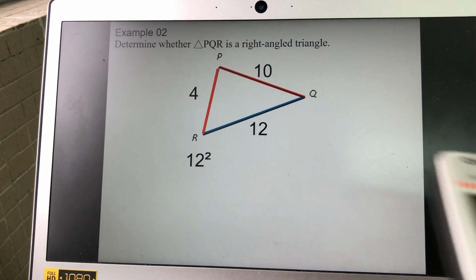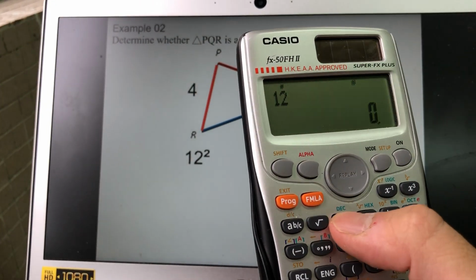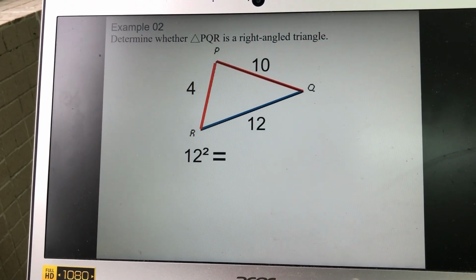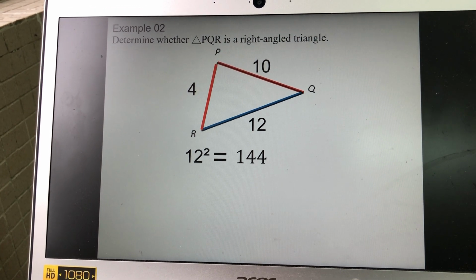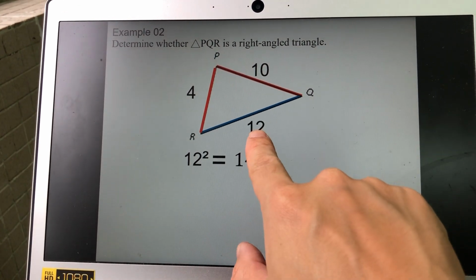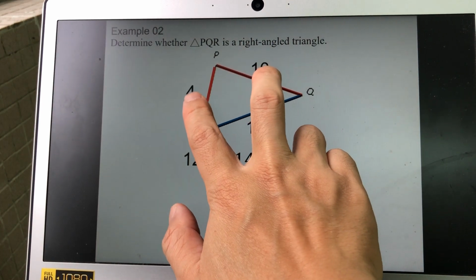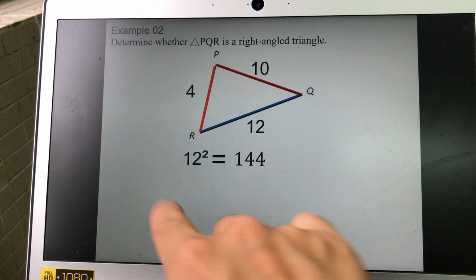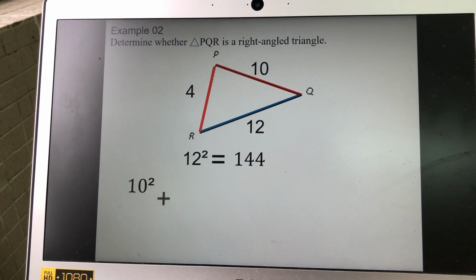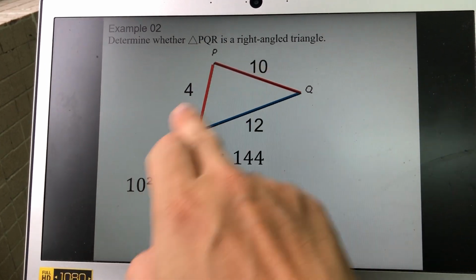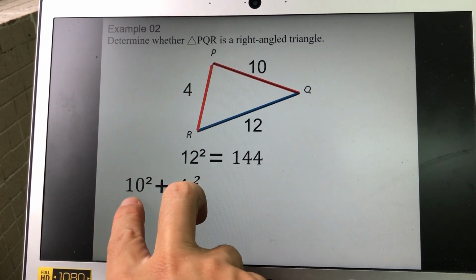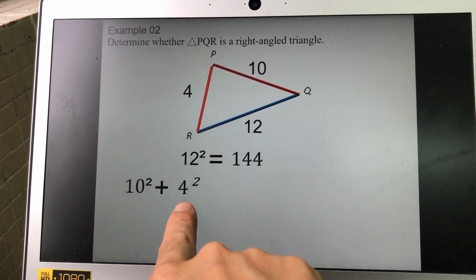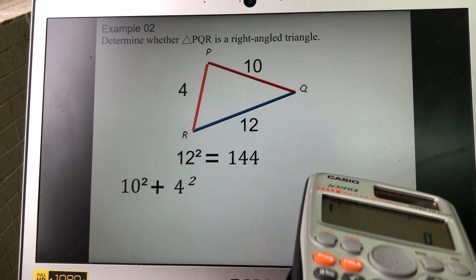Can you tell me what is 12 to the power of 2? Without a calculator, 12 to the power of 2 is 144. And then, is it equal to the sum of the squares of the legs? You have to find 4 to the power of 2 and 10 to the power of 2, and add them up. You hope that the result is also 144 so that they are the same. So let's check. Are they the same?